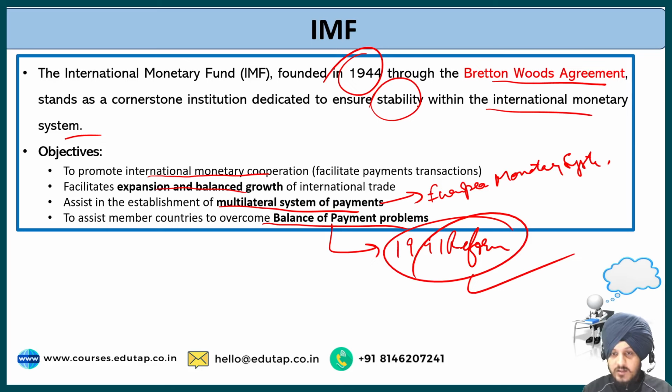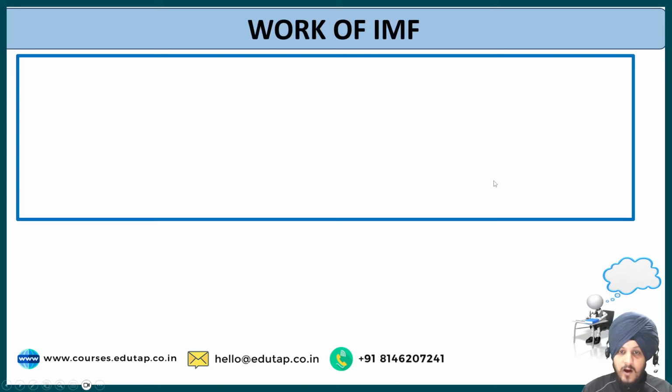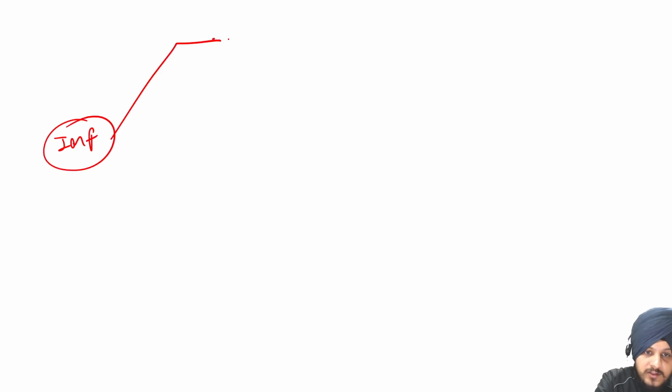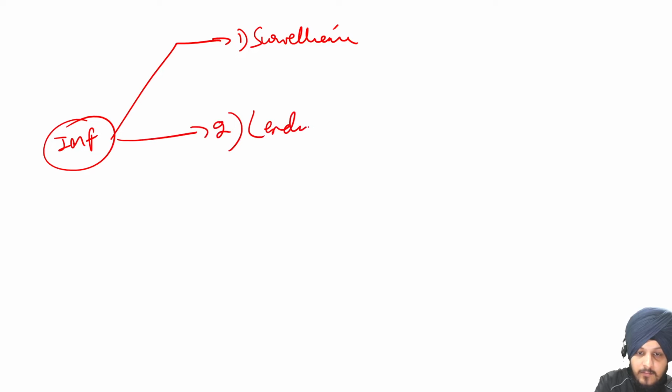Now moving on to the working of the IMF. How does the IMF work? When we talk about the working of the IMF, it plays three important roles. The first role is surveillance, the second role is lending, and the third role is technical assistance.